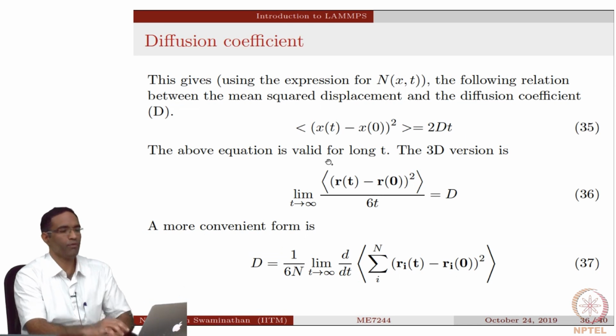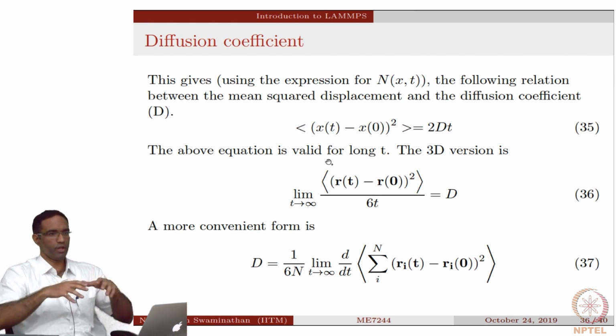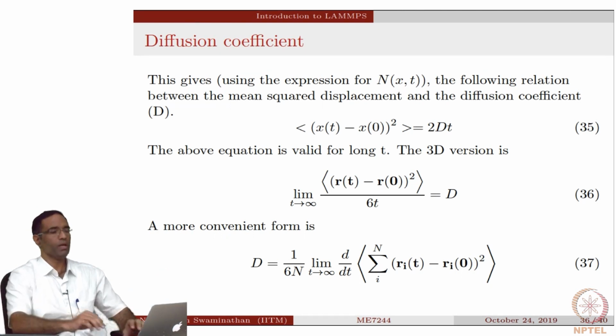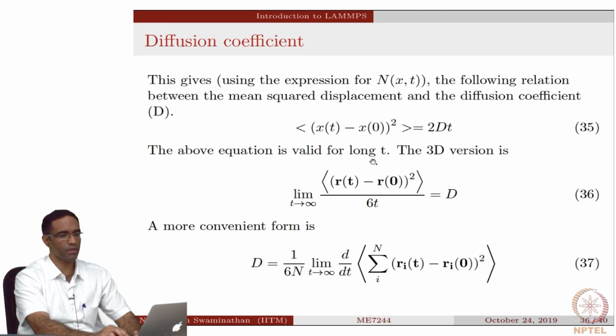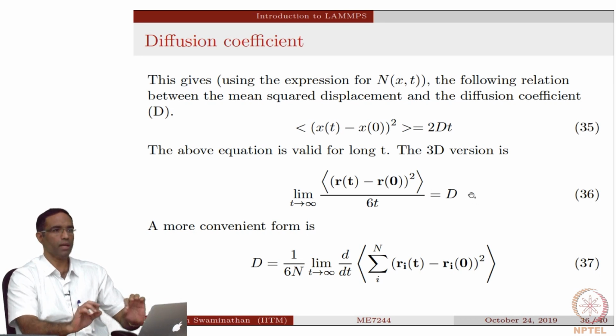Of course, this expression is valid for extremely long periods of time. If you look at the 3D version of it, all you have to do is divide by 6. So in the limit of extremely large t, the mean square displacement of the atoms divided by 6t is the diffusion coefficient of the atoms.